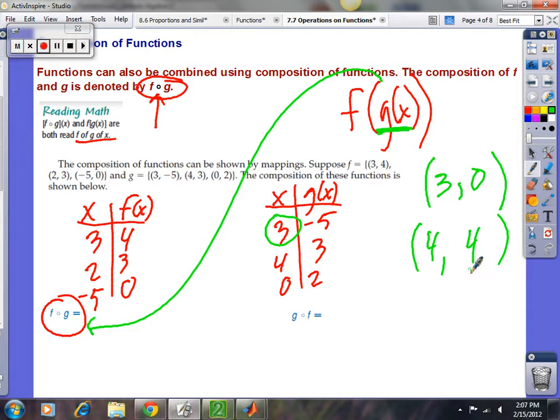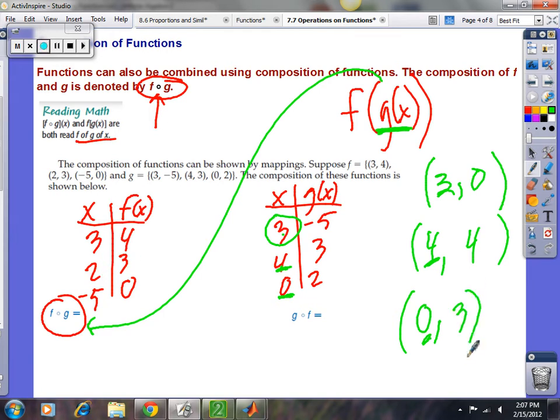The last one, let's substitute a 0. I've got that 0 from right here. There's my 3, 4, and 0. When I substitute a 0 into g of x, it gives me a 2. Take that 2, substitute the 2 into f of x, and it gives you a 3.